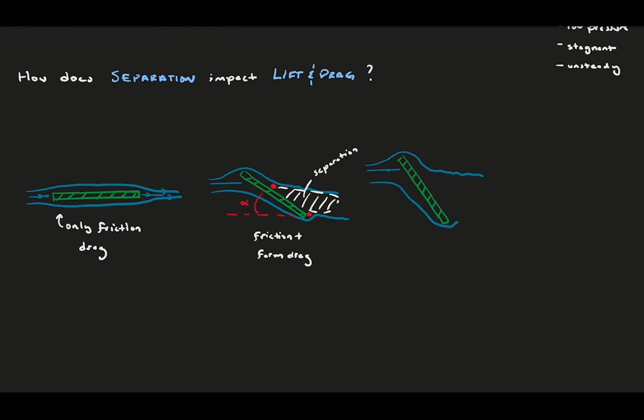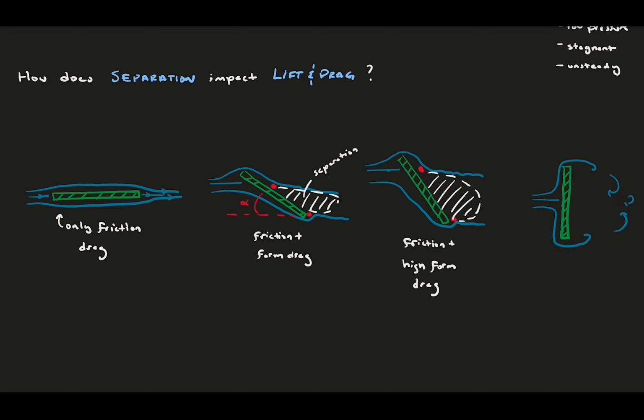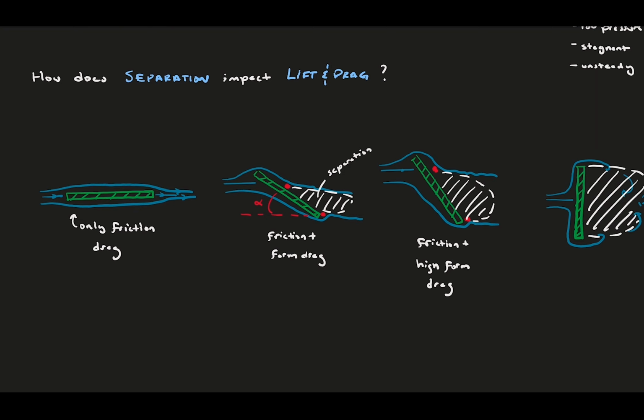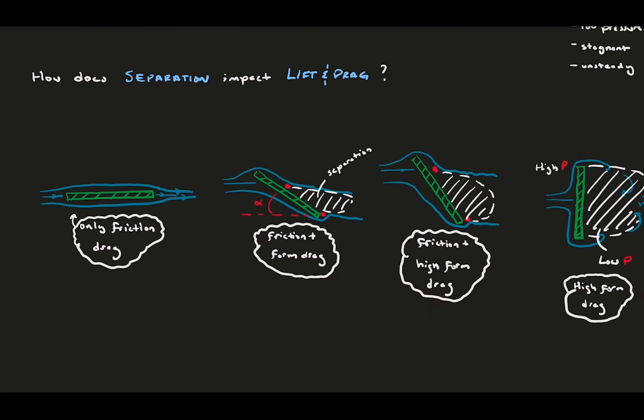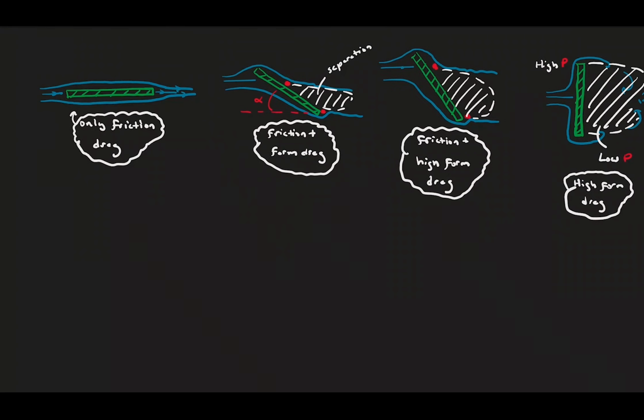As the plate increases angle, the separation region grows dramatically, and the flow spends less time attached to the plate. Finally, when the plate is perpendicular to the flow, the separation region makes up the entire back of the plate, and there is a significant pressure difference from the front to the back of the plate. As we learned in the last lecture, this means the flow form drag is high and there is almost no viscous drag.